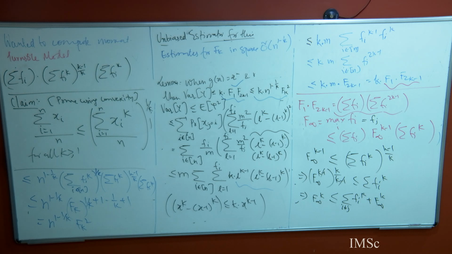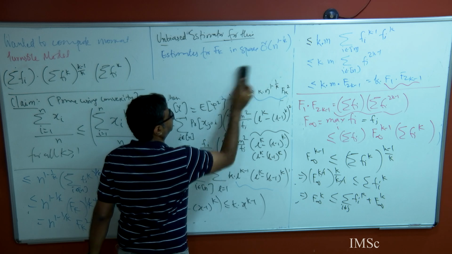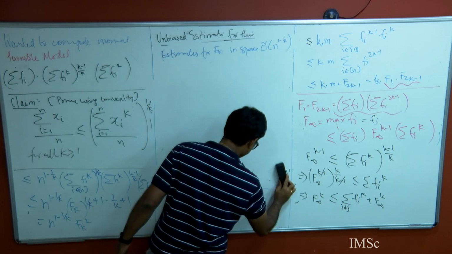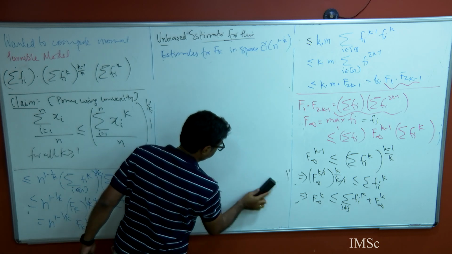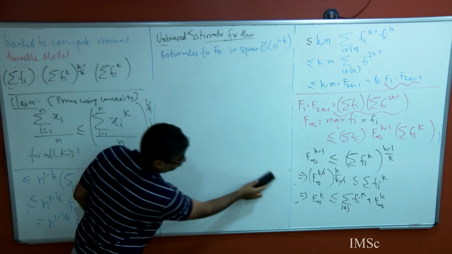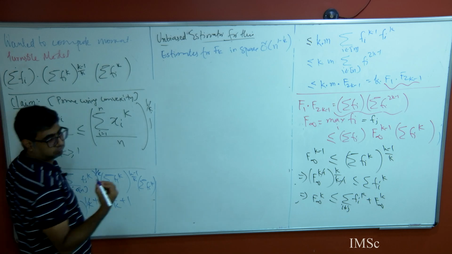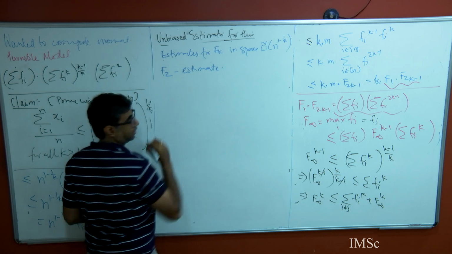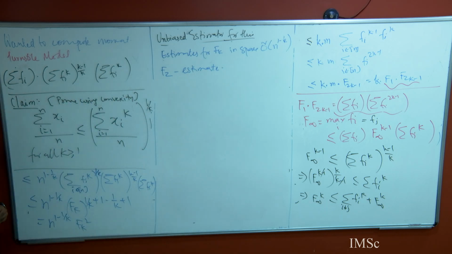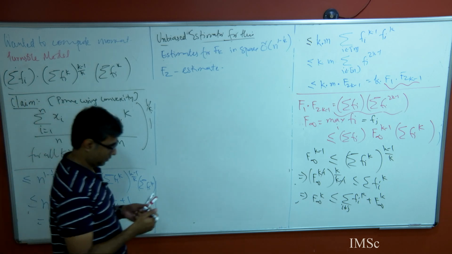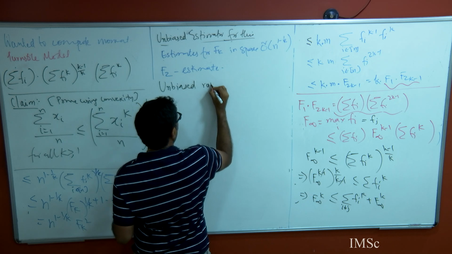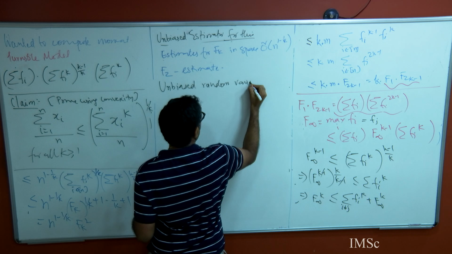Now what I am interested in is F2, and I am just interested in the F2 estimate. So what should be my first goal? Come up with what? An unbiased random variable, right? So we need an unbiased random variable.